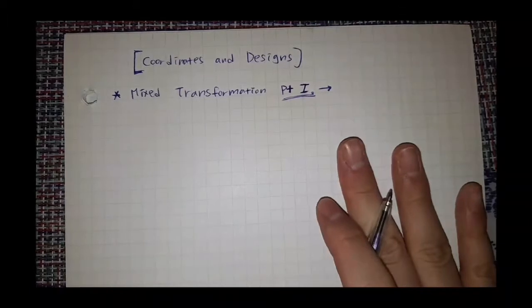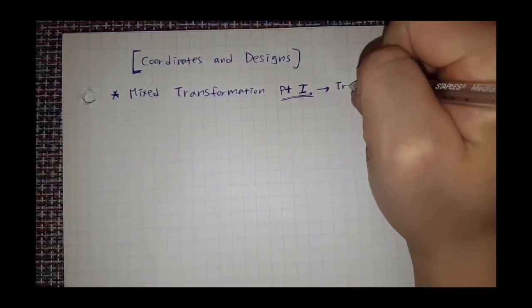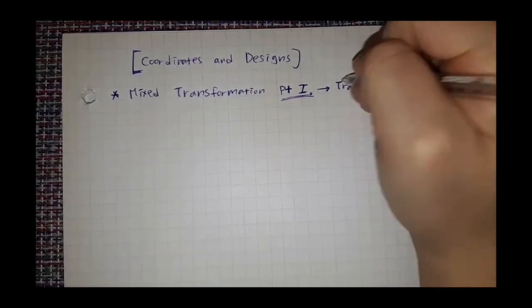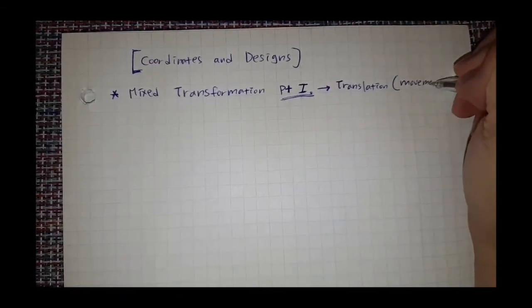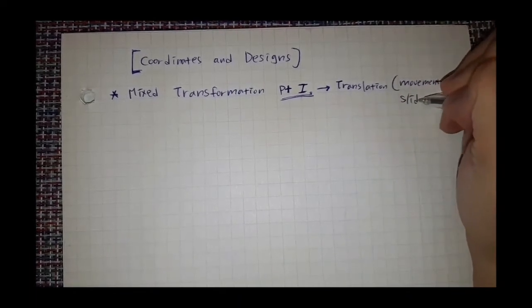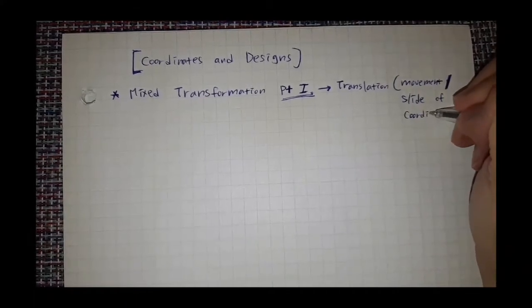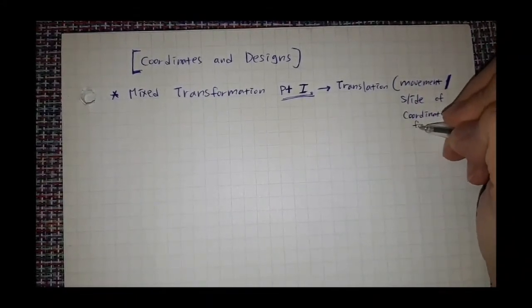on a graph paper, a Cartesian plane. One is known as translation, and this translation is movement, or I like to say slide of coordinates or figures.